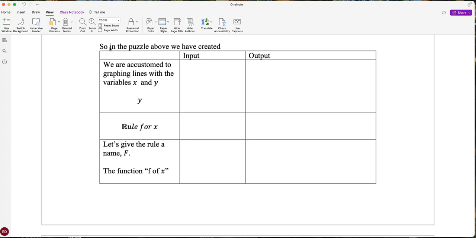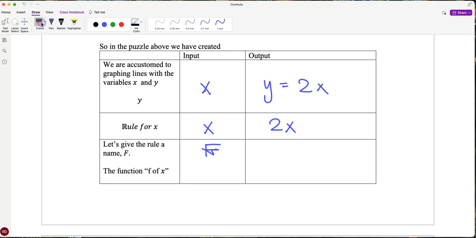In the puzzle that we created above, we're used to graphing lines with the variables y and x. So for example, what we saw above was the input was x, and the output was y equals 2x. Another way to think of it, it was a rule for x. X was your input, and the output was 2x. Now, rather than using the y, we can give that rule a name. Let's say it's f. If I give this rule a name, my input is x, and my output is f equals 2x.